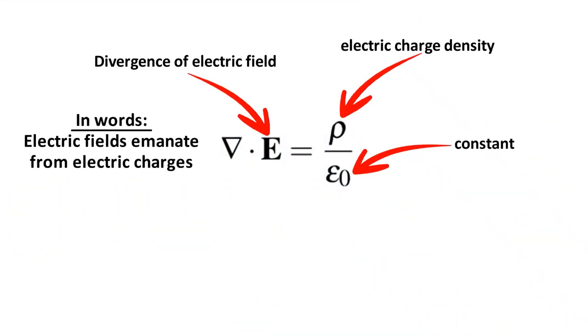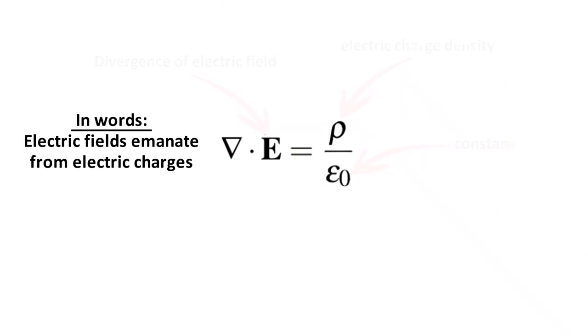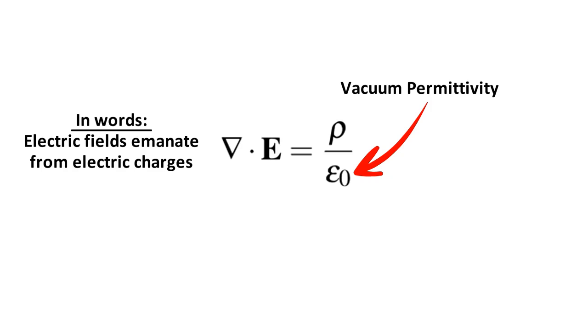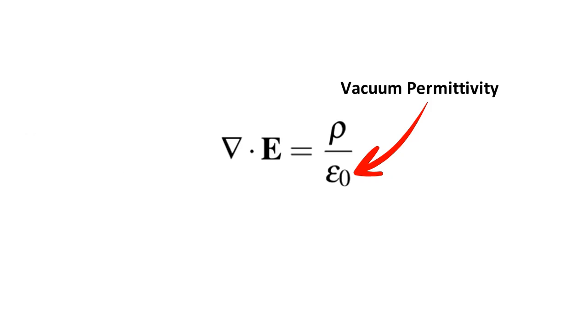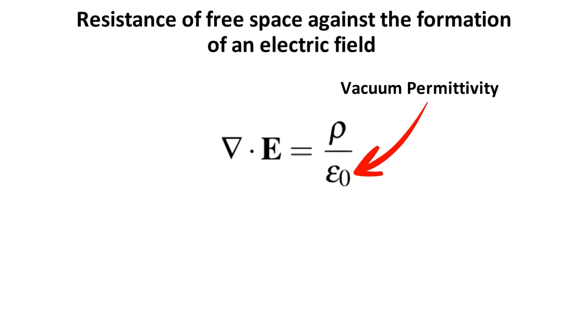Note that the strength of this electrical field is proportional to a constant called epsilon naught. This is known as the vacuum permittivity. This is a property of the vacuum of space. It can be thought of as the resistance of free space against the formation of an electrical field.